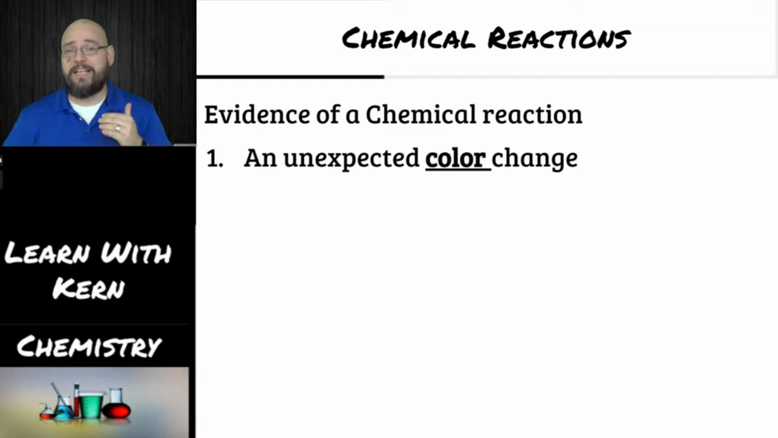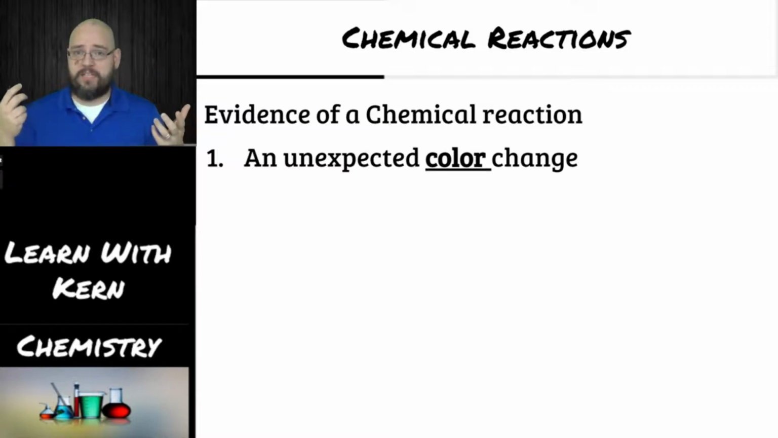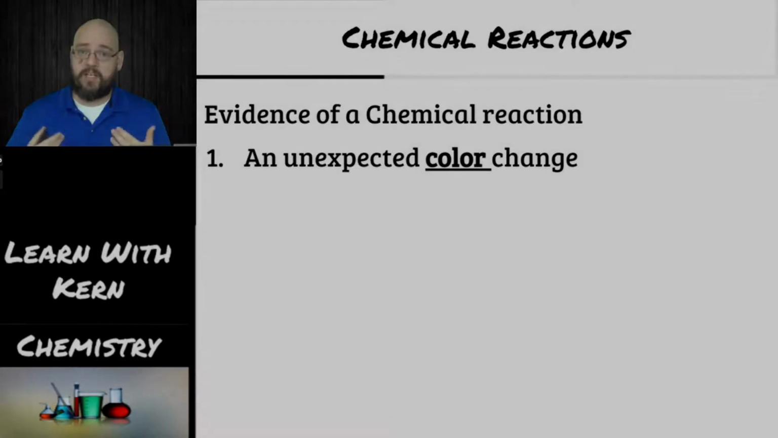The first is an unexpected color change. Now, when we say unexpected, it's not what you would intend to think. So if I have something that is blue and something that is yellow, and I mix them together and I get green, you expect to get green when you mix blue and yellow together. And so that would be an expected color change. An unexpected color change would be something a little bit different.